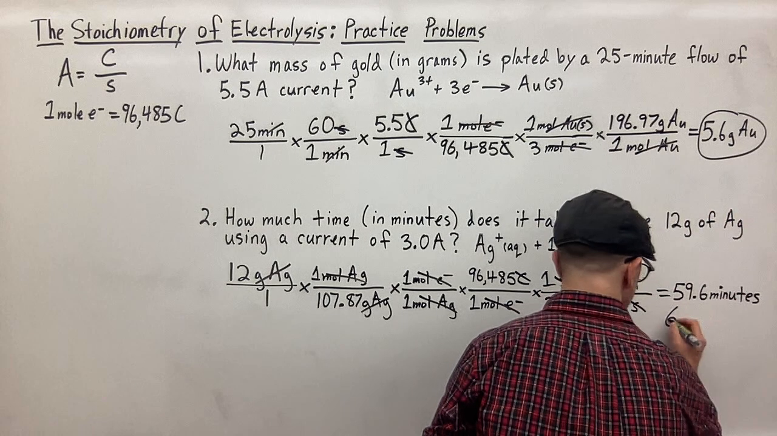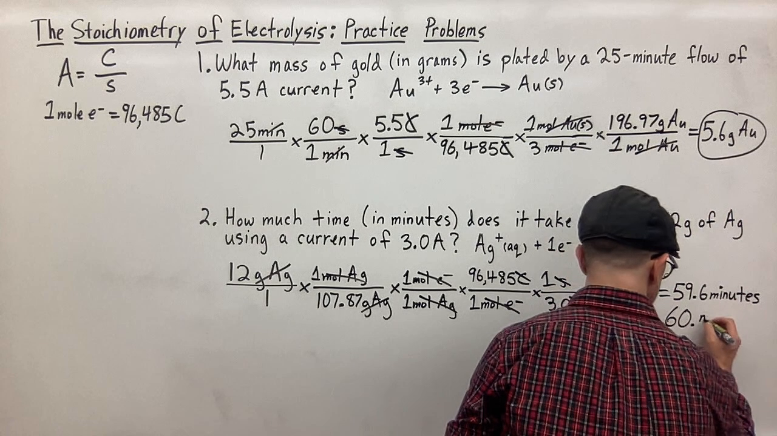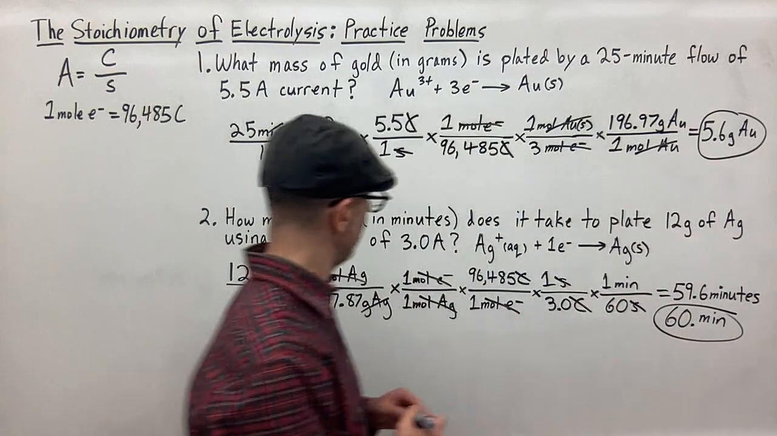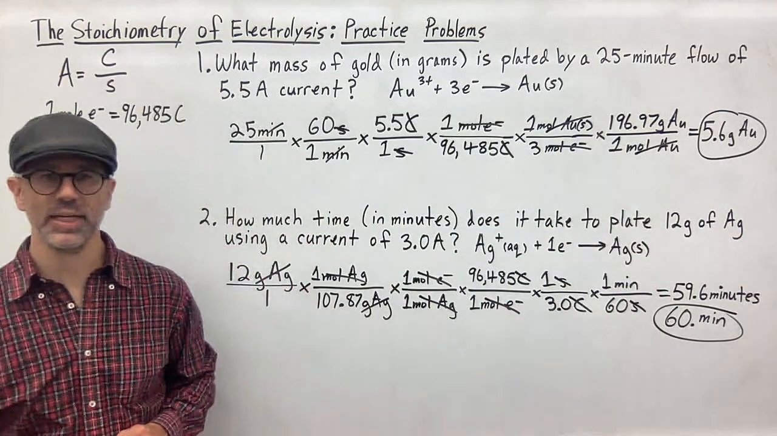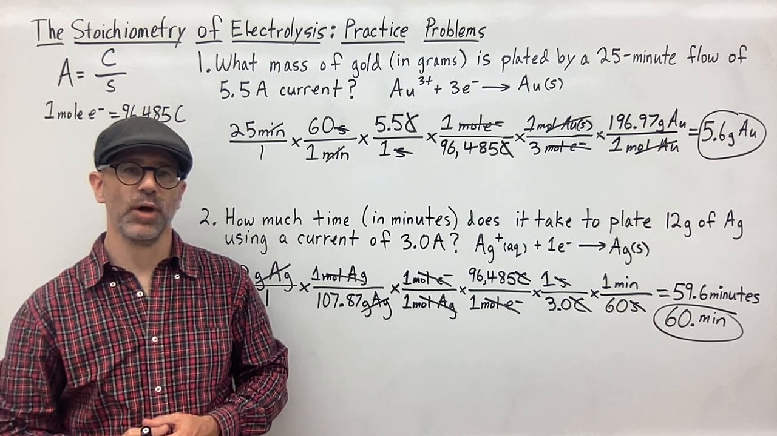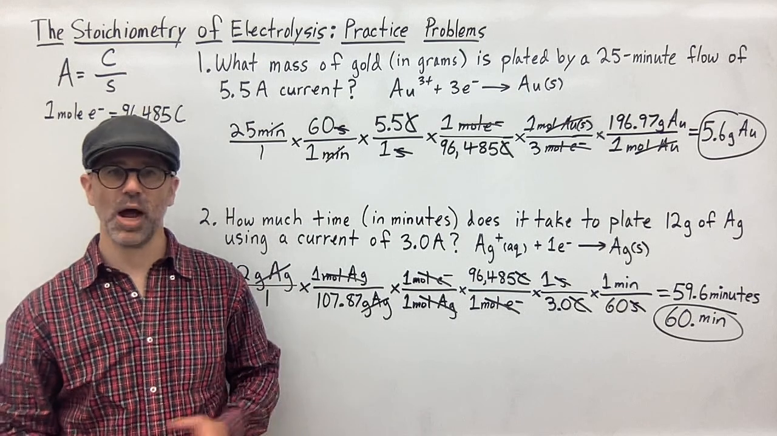Or if I round it to 2 sig figs, 60 minutes or 1 hour. And that, ladies and gentlemen, is how you use stoichiometry when you're trying to solve electrolysis problems.